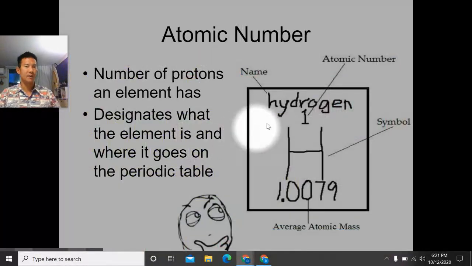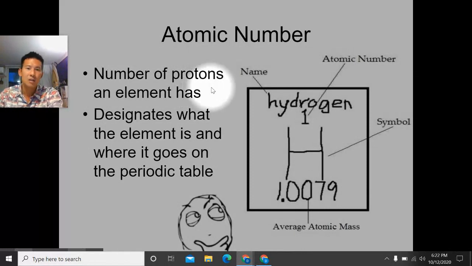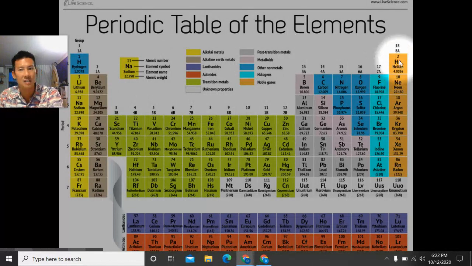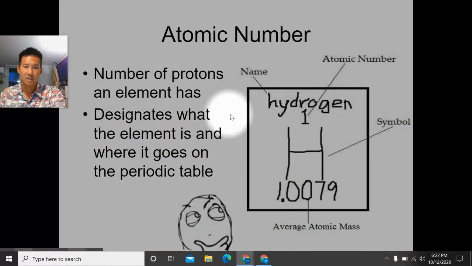How to read a periodic table? Basically, the number of protons an element has is the atomic number. And vice versa, the amount of protons an element has is also the amount of electrons that it has. You don't have to know too much about how to read the periodic table. Just that right here, helium has 2 protons, 2 electrons. Oxygen right here, 8, so 8 protons, 8 electrons. Not too much you need to know about this.